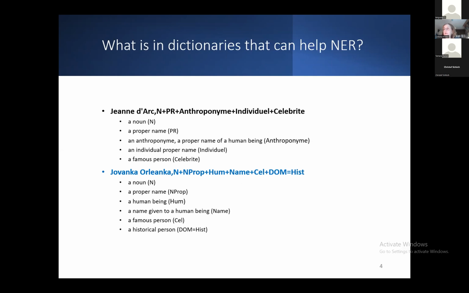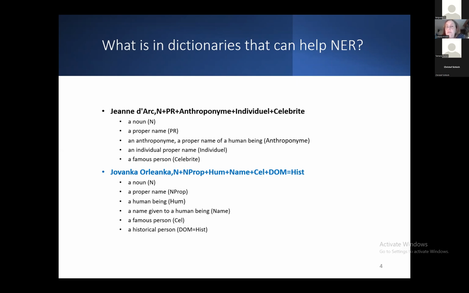Well, now I will say something about dictionaries. What is in dictionaries that can help in named entity recognition? Here we see first one entry from the French dictionary, and then the entry from the Serbian dictionary. Those are entries from the dictionaries used in the Unitex environment. First is French, Jeanne d'Arc, and it has some properties that go after the comma. These properties, we call them markers.